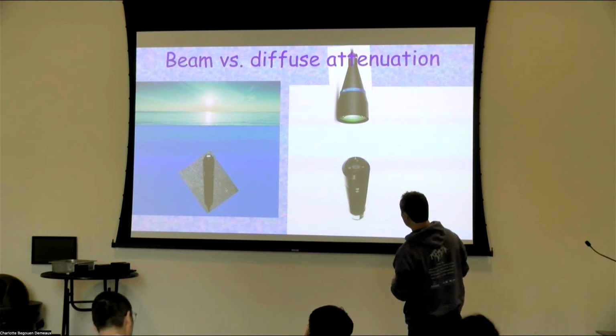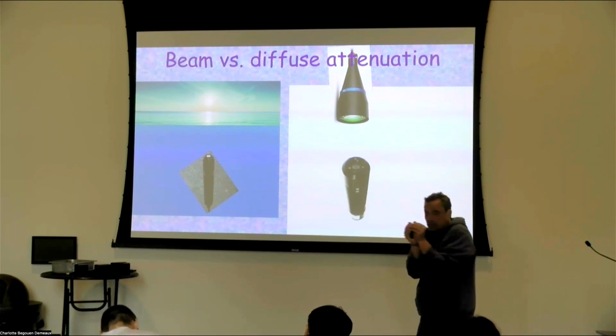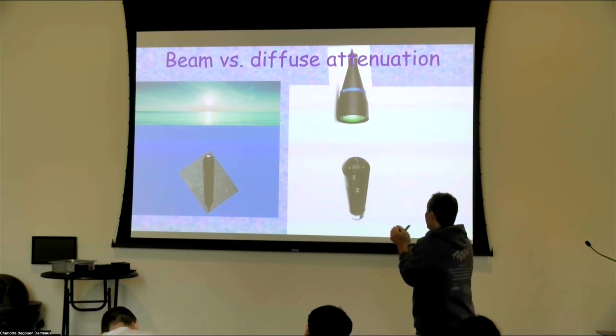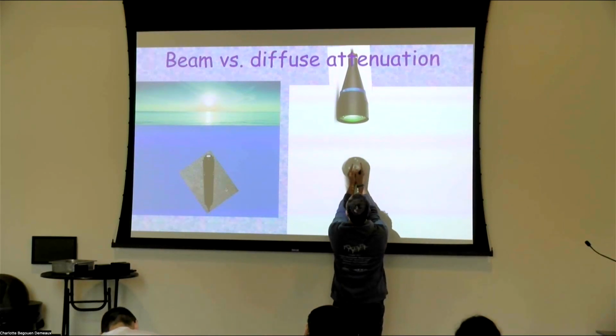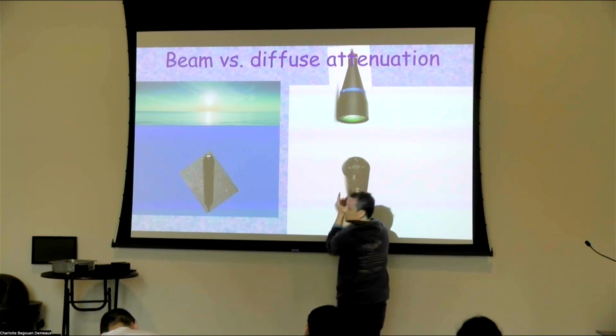This is the beam attenuation. I have a source that's very much constrained, and I have a sensor that only looks in one direction. It doesn't look everywhere; it just looks towards the source.